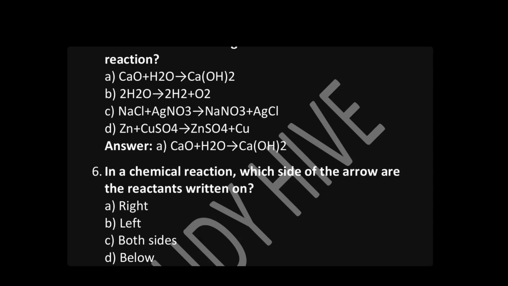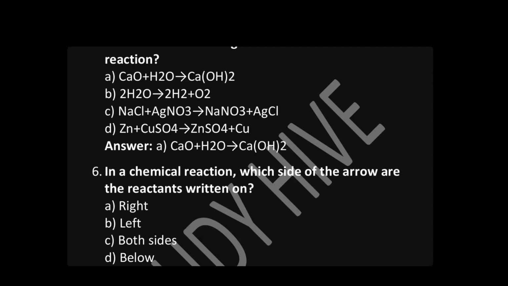Which of the following reactions is a combination reaction? In a combination reaction, when more than one molecule combines together to form a new molecule, it is termed a combination reaction. So A is the right answer, because 2H2O is a decomposition reaction, where H2 and O2 are split. NaCl and AgNO3 is a displacement reaction. Now let's move on to the next question.